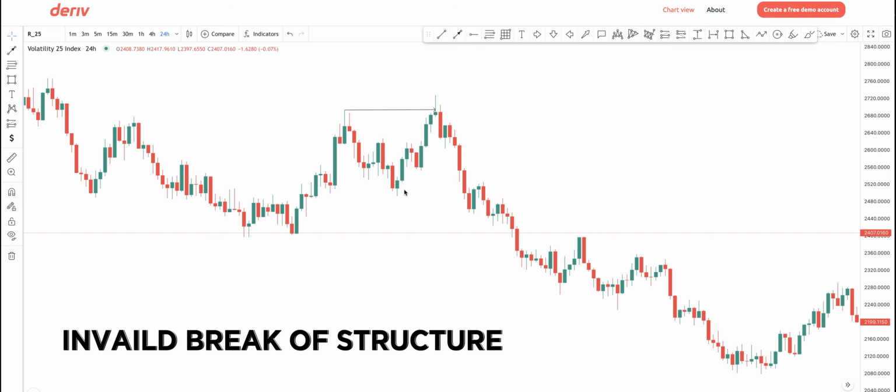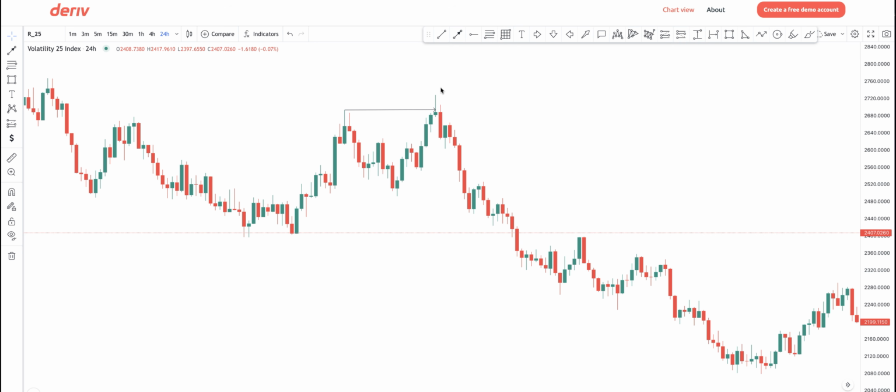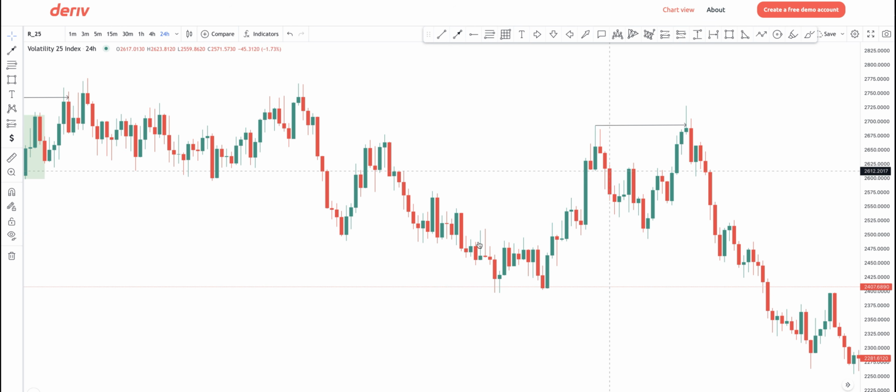Now this is an invalid break of structure. When you look here, you can see that this candle has closed with a wick to the upside. So it is the wick that has closed above the previous high. You can see where I drew the line. So this is an invalid break of structure. This break of structure is not valid. That is why you can see that even after that, price has decided to move downward. So this is not a valid break of structure.